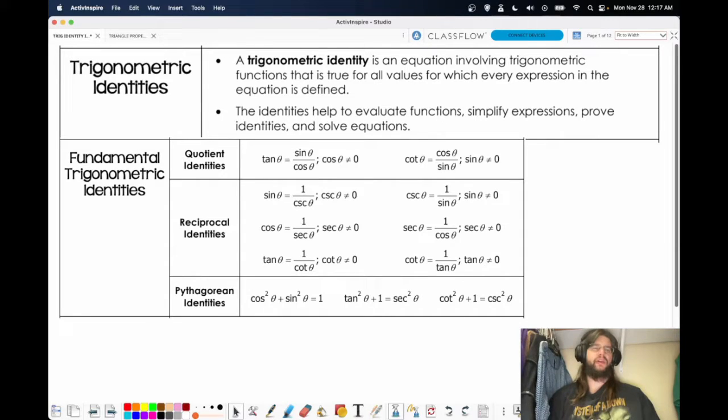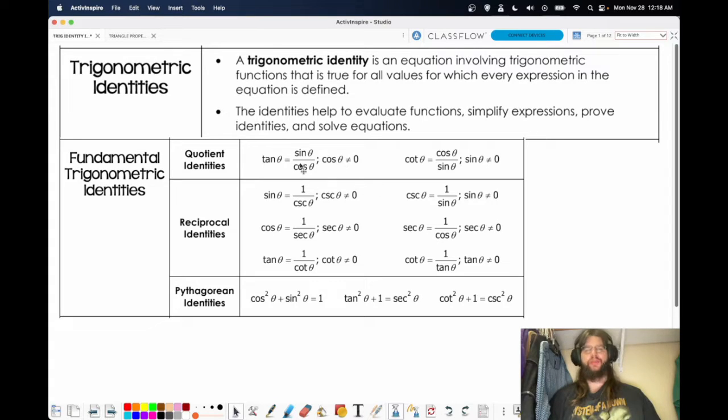Alright guys, today we're going to talk about trig identities. So, what is an identity? Well, it's just a way we can manipulate one of our trig functions, and it's always going to be true. Like, we know that sine is 1 over cosecant. Cosecant is 1 over sine. You already know these guys.